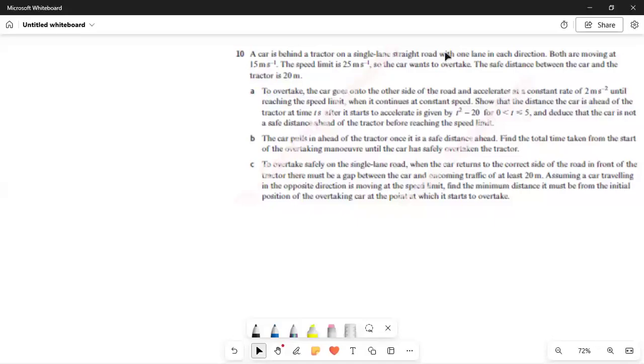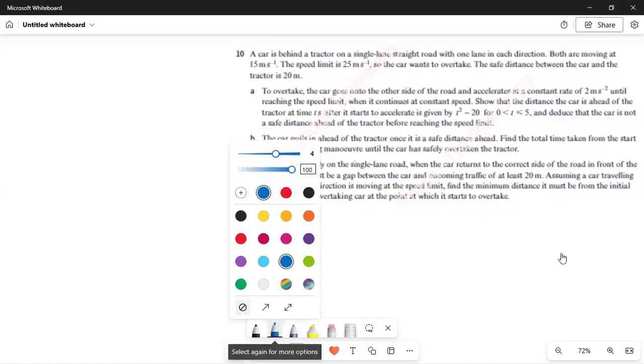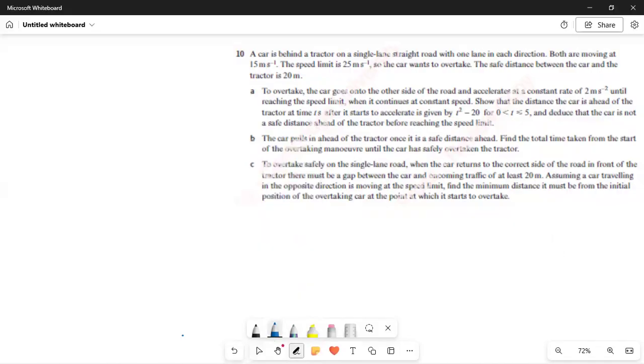We will be doing question number 10, chapter 1, mechanics. Okay, this is an interesting question, a bit challenging. So the scenario is that we have a road, a highway, single lane in each direction. Okay, so this is the road. So I can draw the straight lines, correct?